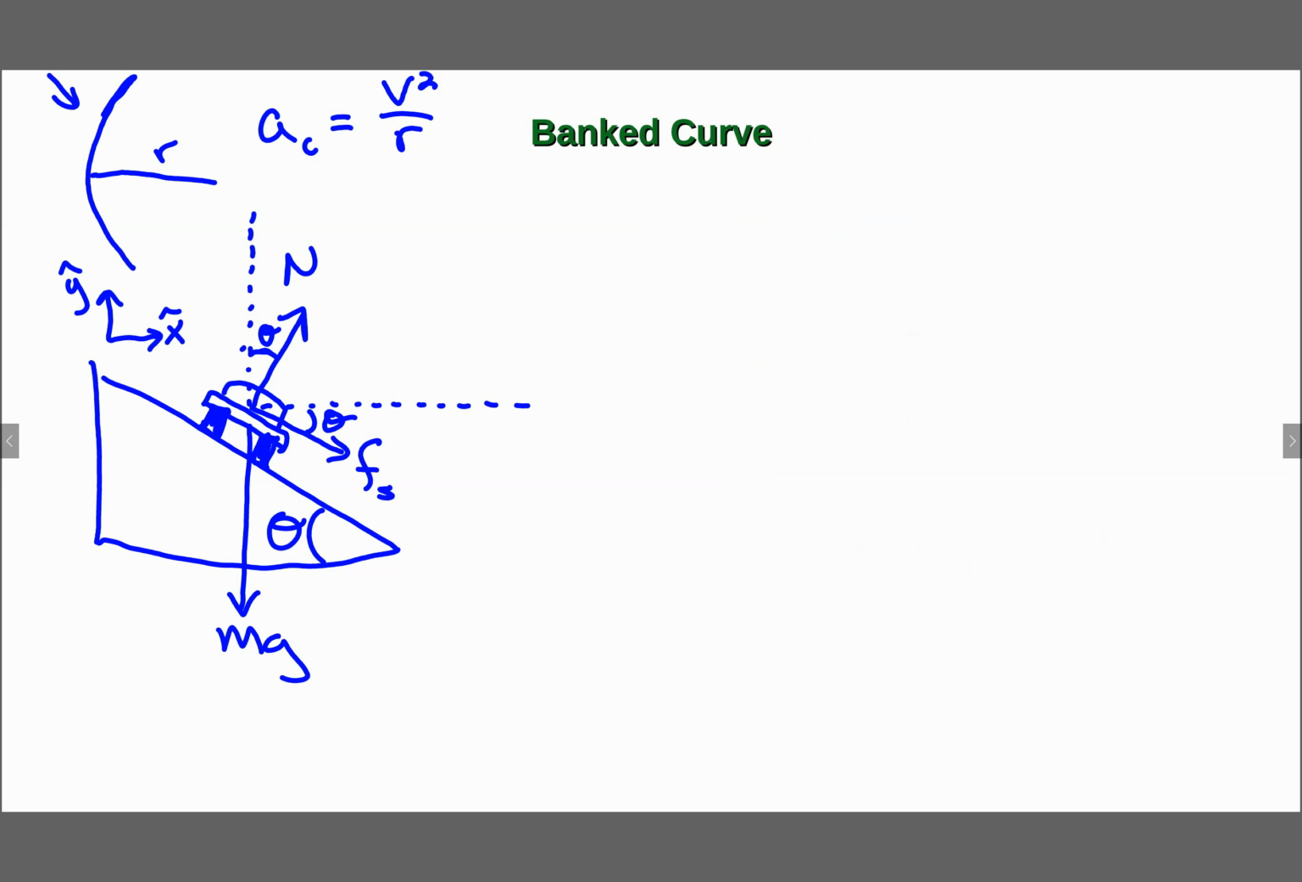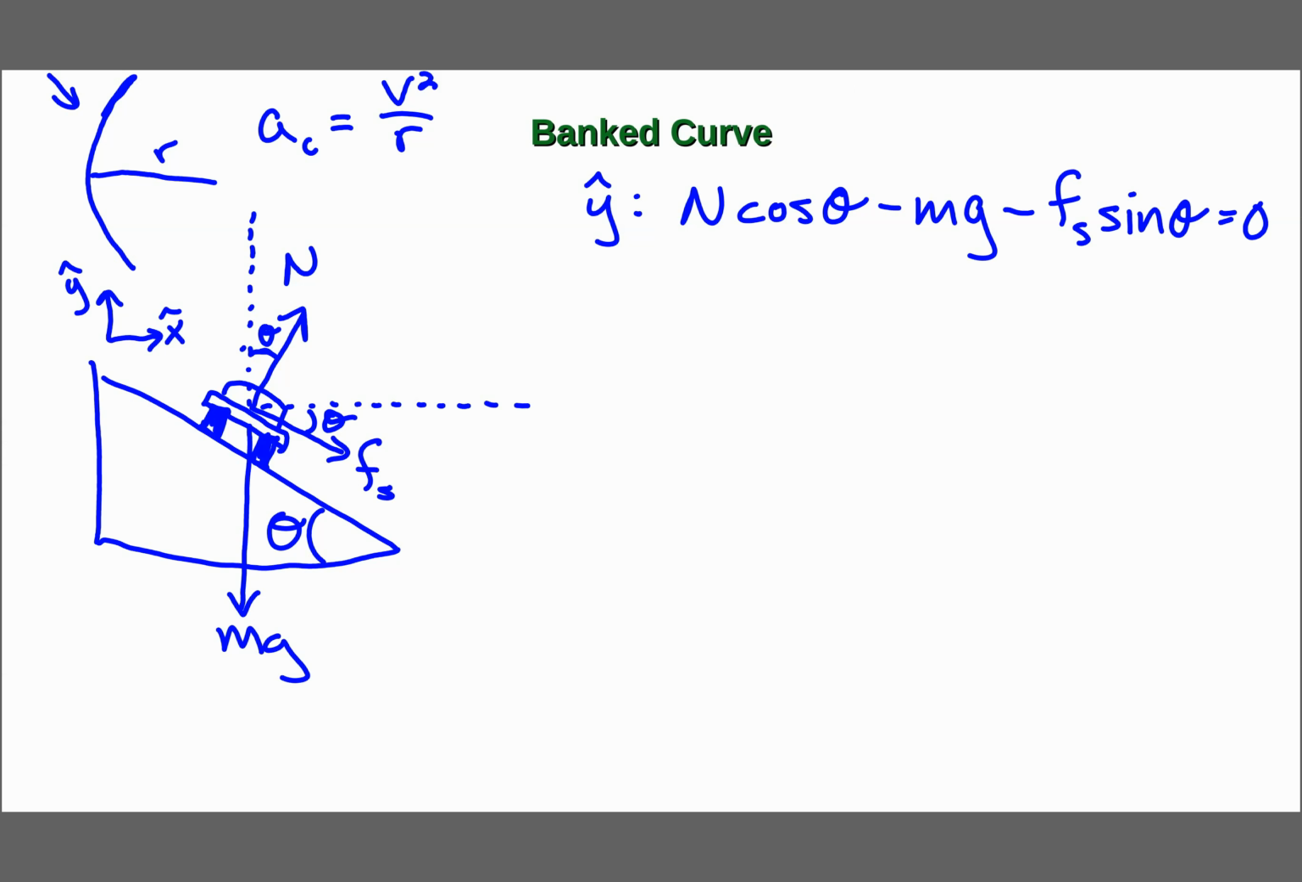So then what are we going to do? We're going to use Newton's second law, right? And let's use it in the y-hat direction first. So y-hat is the normal force times cos theta, right? Minus mg. And then minus the component of the static friction force that's in our y direction, right? Which is Fs sine theta, okay? And that is going to equal 0 because in our y direction, the vertical direction, nothing's happening, right? The car's not going up and down. There's no acceleration in that direction, okay?